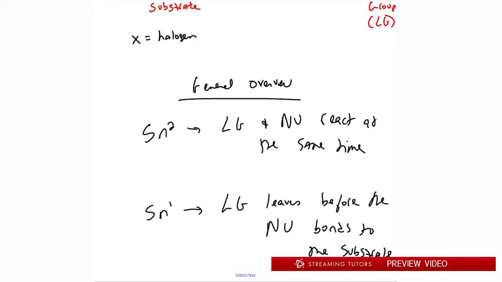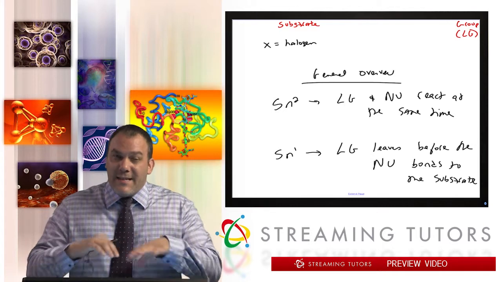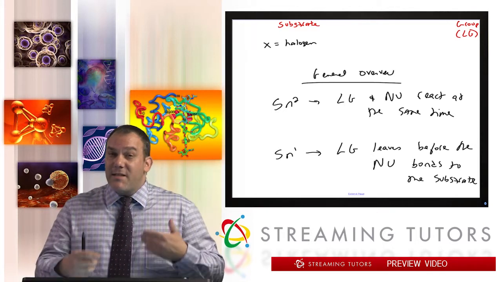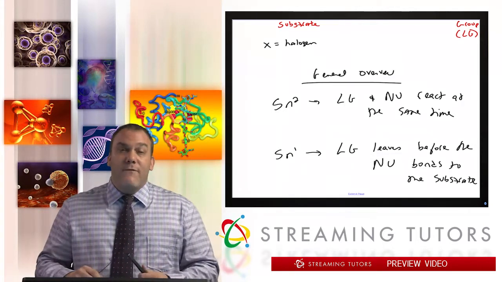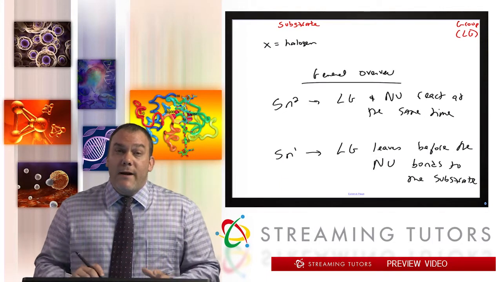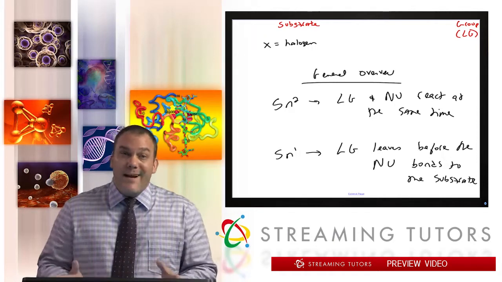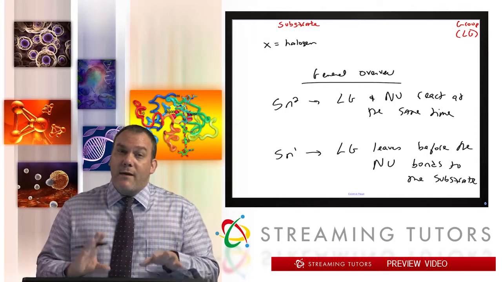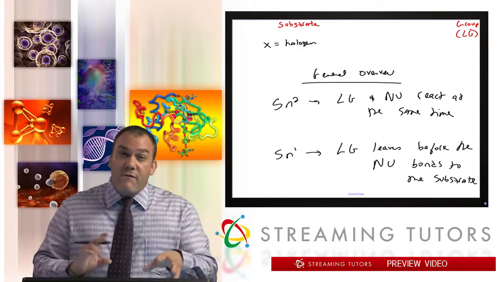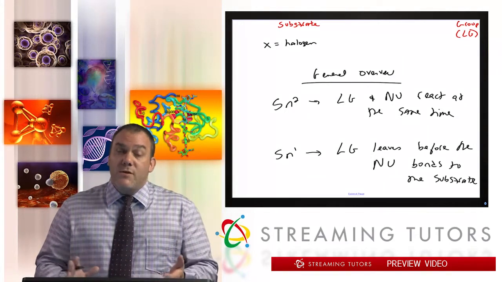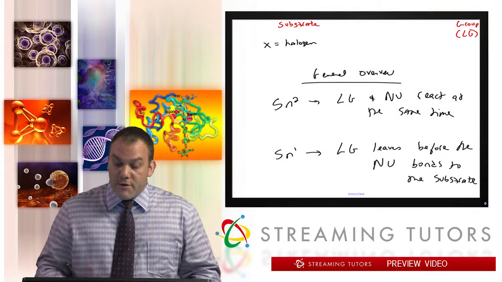And so that's the idea of an SN1. SN1, things happen at different times. SN2, things happen at the same time. That's the difference. This video is all about SN2. We're going to focus in on the general mechanism, its kinetics, and then we're going to talk about ways to make it faster. Okay, different influences that will change the rate of this reaction. Okay, that's what we're going to do.